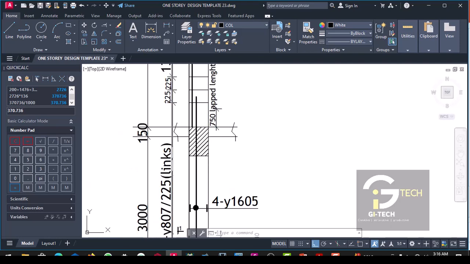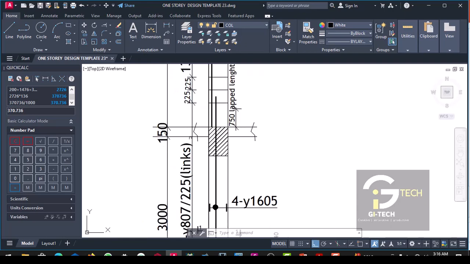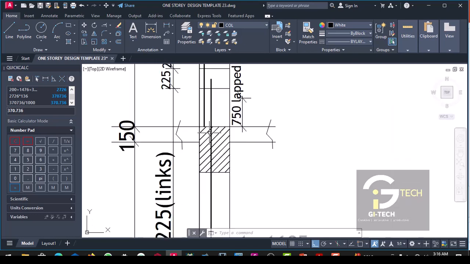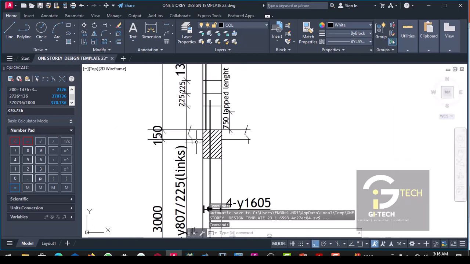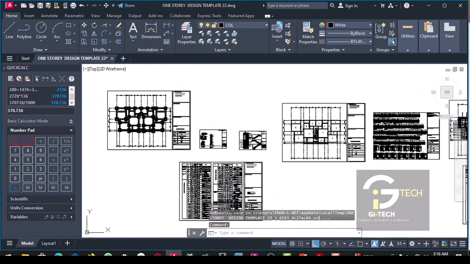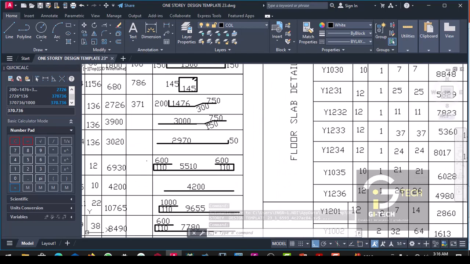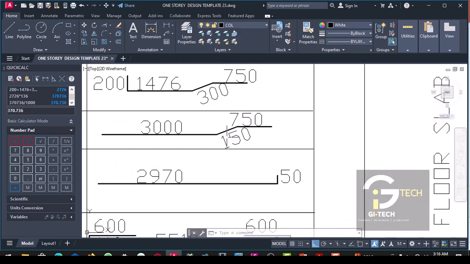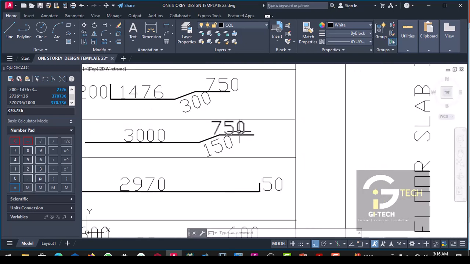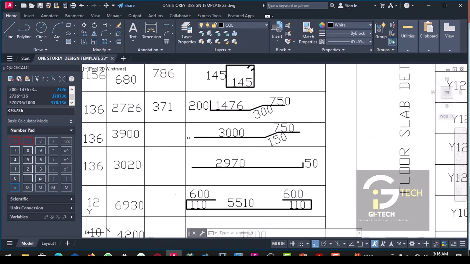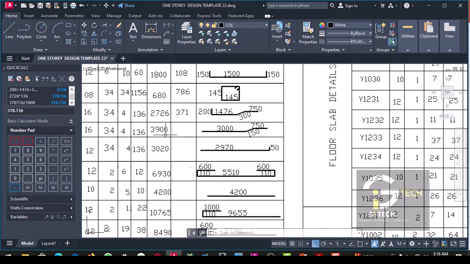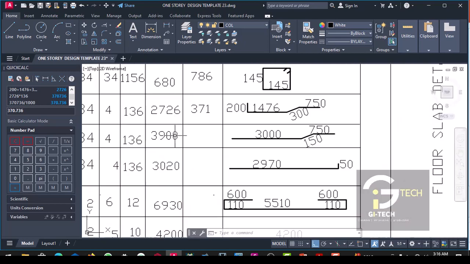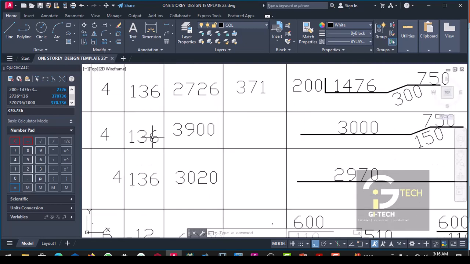So when you add this 3000 to this 150, you have 3150, then plus 750. So that is why we have this 3000. This is the 150, which is the slab thickness. This is the 750. So when you add it up, you have 3900. So for us to get the total quantity of this reinforcement here, we multiply this by 136.